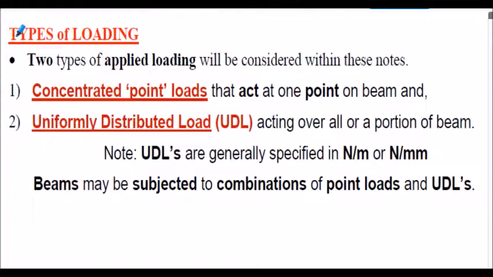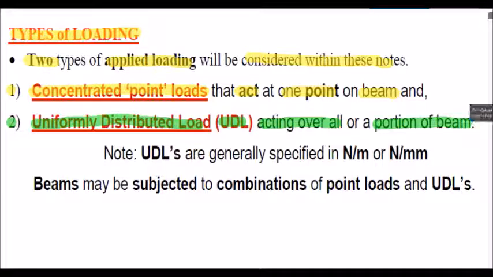Let's consider types of loading. Two types of applied loading to the beams will be considered within these notes. The first is concentrated point loads. These act at one specific point on the beam. And type 2 will be uniformly distributed loads, UDLs as they are sometimes referred to for convenience, and they act over all or a portion of the beam span.